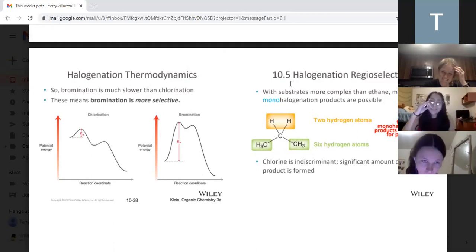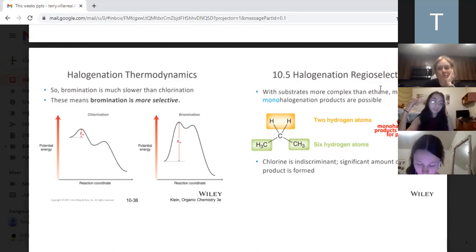Stereoselective is when you get a certain stereo product, right? Like cis, trans, or other stuff like that. Chemoselective is when you react with certain chemical groups. Regioselective is when you react with certain types of carbons. So like primary, secondary, tertiary, and stuff like that.